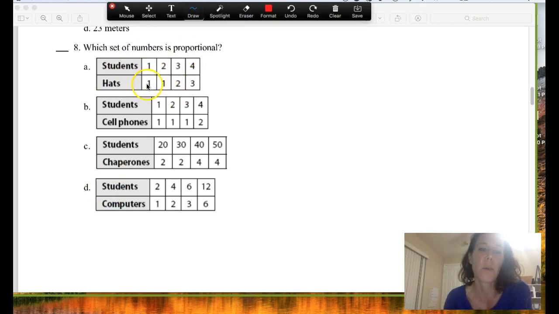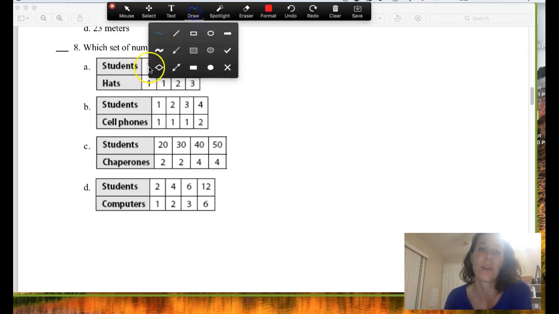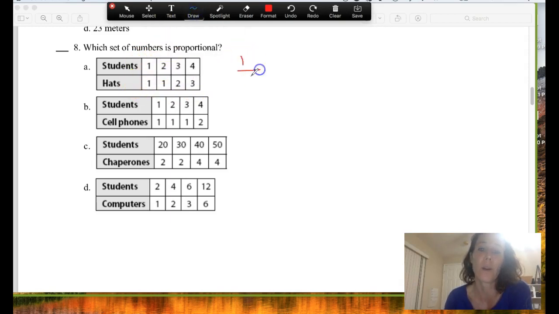But let's look at the proportion. This is 1 to 1, then 1 to 2, then 2 to 3, 3 to 4. These aren't all proportional. I can tell that just by looking at it. 1 to 1 is not the same as 1 to 2, or 2 to 3, or 3 to 4. So not that one. 1 to 1, 1 to 2 are already not the same proportions. 2 to 20, 2 to 30, not the same proportions already.